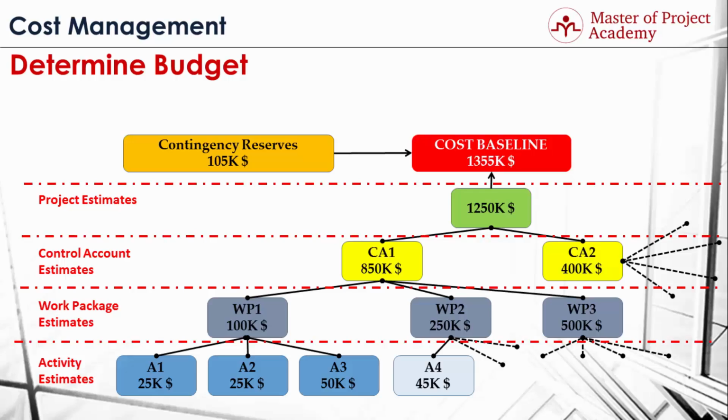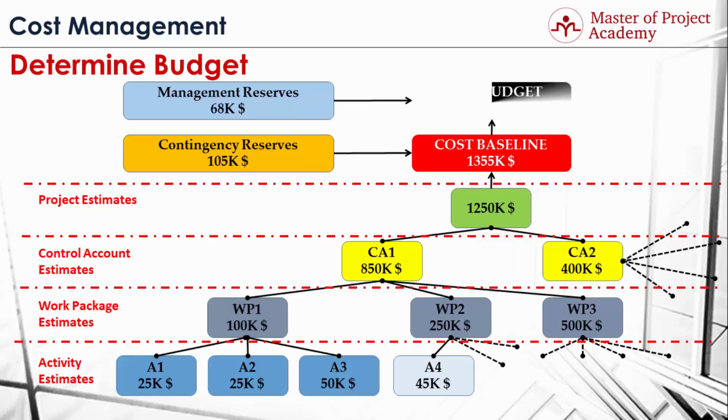However, there can be unforeseen risks in the project. Management reserves are planned by the organization or company management on top of the cost baseline. These reserves are used in case of any unplanned or unforeseen risks occur. For this example, management reserves are $68,000 for unforeseen risks. This amount is added on top of cost baseline. An overall cost budget is found at $1,423,000. This means in order to execute and complete this project successfully, the company or organization must spare $1,423,000 funds for this project.